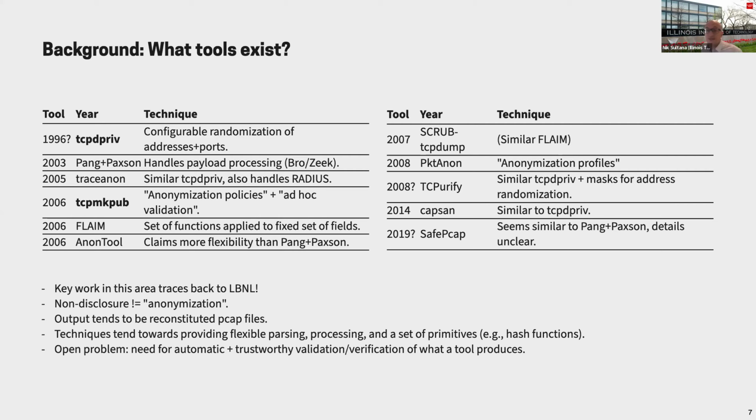One observation I would make is that LBNL has had quite a substantial impact in this particular field, right? So you see a lot of papers and tools that are either from there, affiliated with LBNL, or that cite datasets from LBNL. Another observation I would make is that a lot of the focus in existing tools is on anonymization and to some degree on randomization.